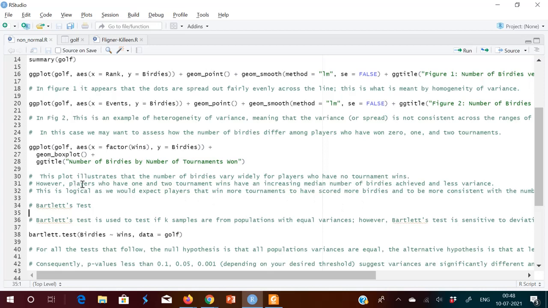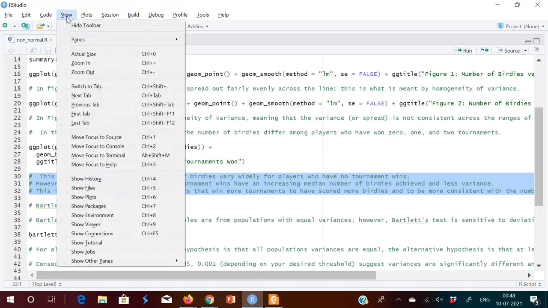See here, this is giving the explanation of the box plot. It is telling that this box plot illustrates the number of birdies varies widely for players who have no tournament wins. However, players who have 1 and 2 tournament wins have an increasing median number of birdies achieved and less variance. So this is logical, as we would expect players that win more tournaments to have scored more birdies and to be more consistent. Okay, so that's all.